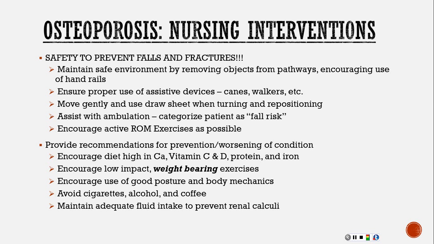You want to move the patient gently. Use a draw sheet when turning and repositioning. You want to assist with ambulation. These are going to be your patients that fall into the fall risk category. Encourage active range of motion exercises as much as possible. What's the difference in active and passive? They can do it themselves. We want them to do it.